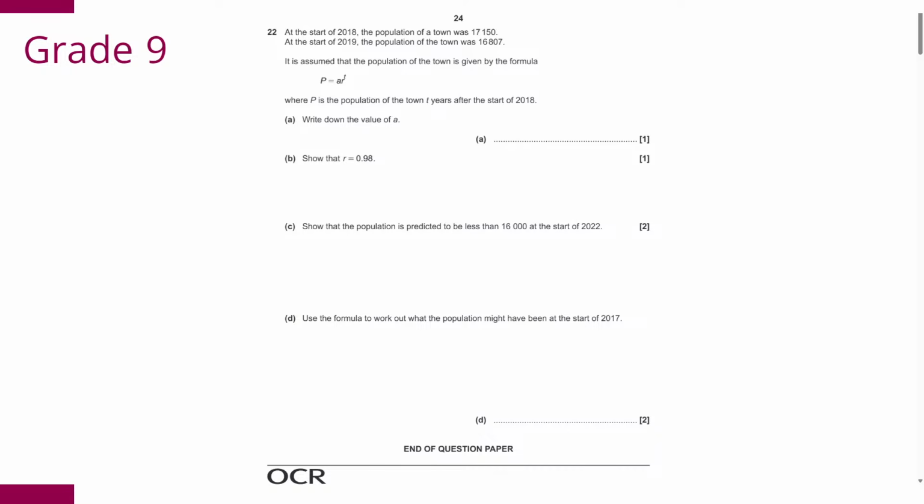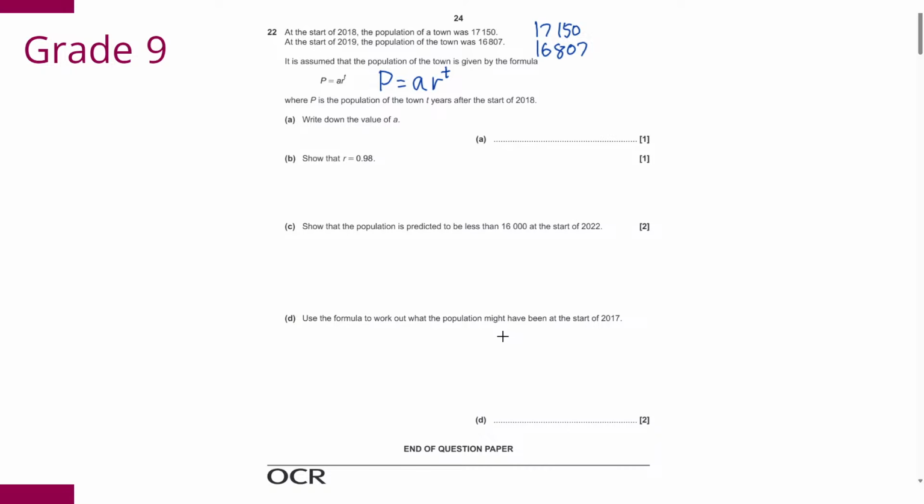Okay. So I'm going to read this out for TikTok because the writing's tiny, okay? At the start of 2018, the population of a town was 17,150. At the start of 2019, the population of a town was 16,806. It is assumed that the population of the town is given by the formula P equals A R to the power of T, where P is the population of the town in years after the start of 2018. Okay. Write down the value of A.